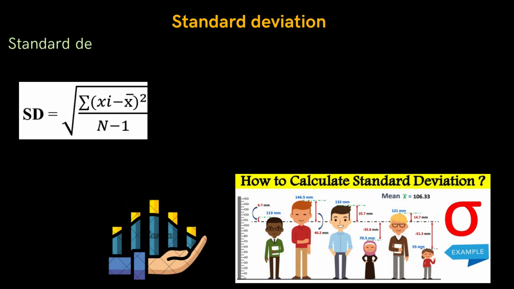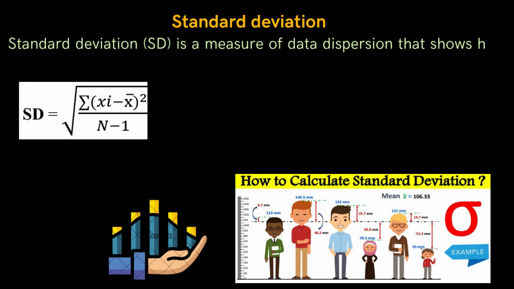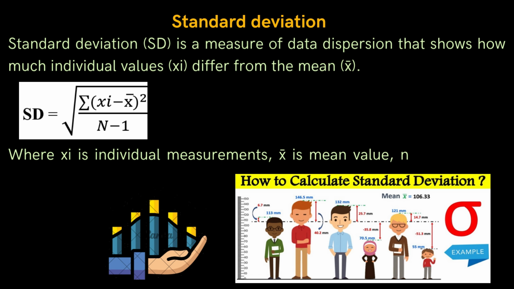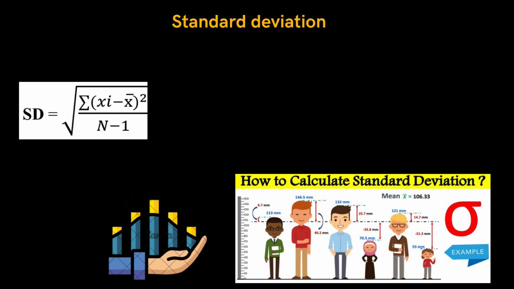Next, we will see the standard deviation. Standard deviation, SD, is a measure of data dispersion that shows how much individual values xi differ from the mean x bar. The equation is the square root of the summation of (xi minus x bar) to power 2 divided by n minus 1. Where xi is individual measurements, x bar is mean value, n is number of observations.